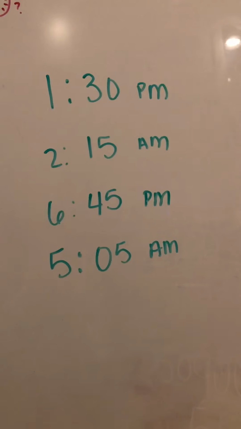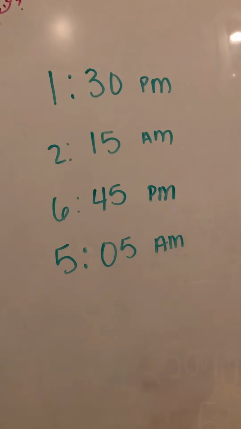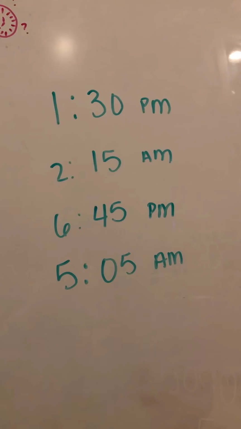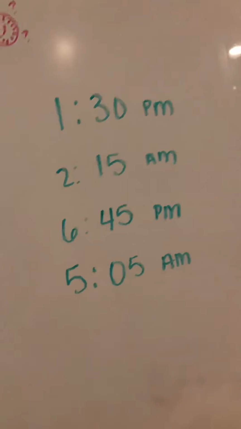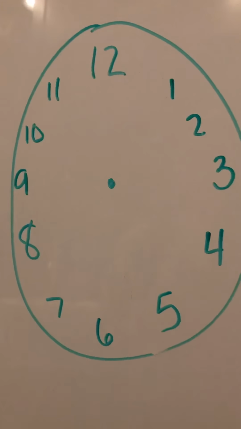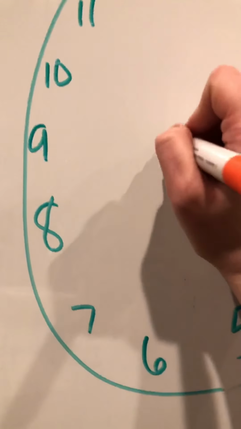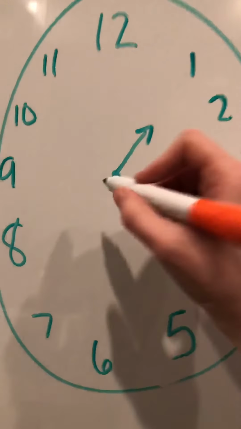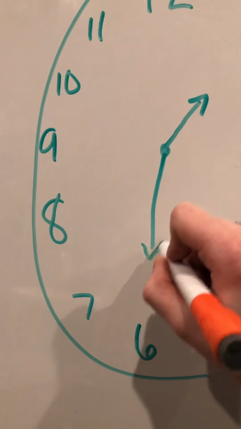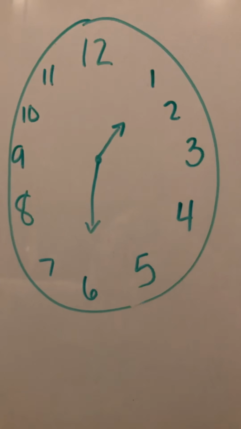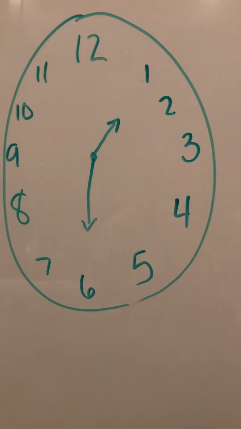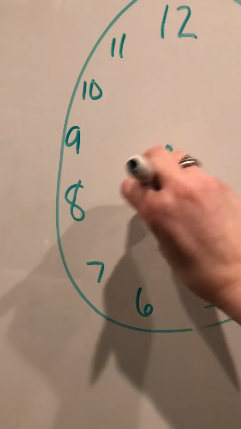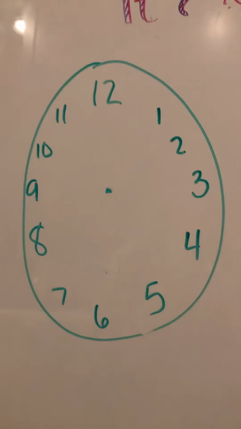So here's your times. I want you to practice writing these times on your analog clock. So our first time, we have 1:30 p.m. So we're going to have our hour hand pointing to our 1 and our minute hand pointing to our 6 for 1:30 p.m.